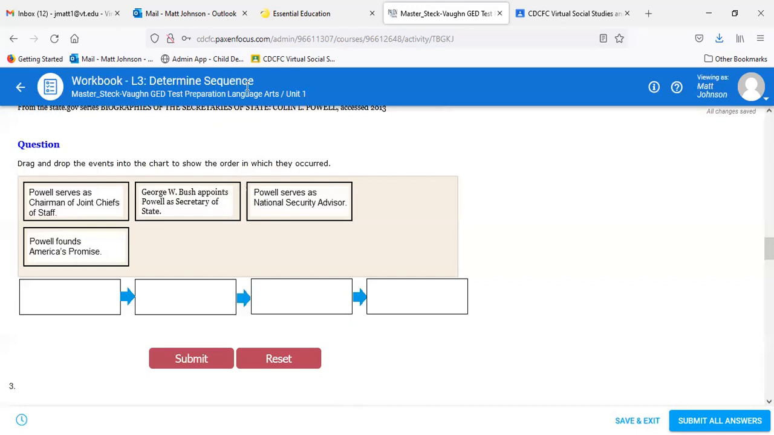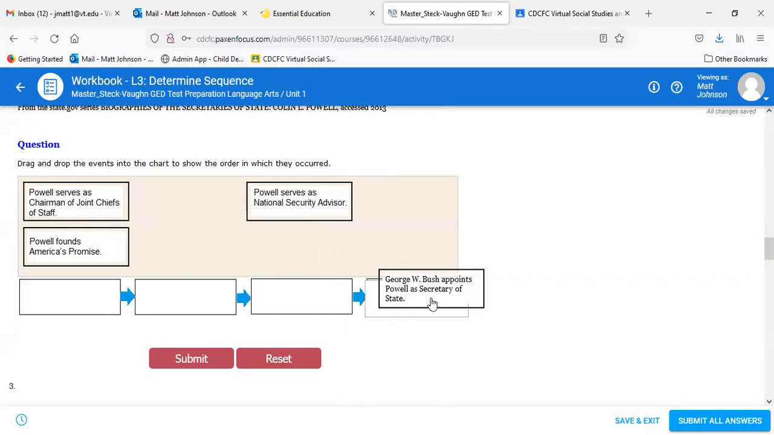I'm sorry. Yeah, I want to mention here too, if you feel confident about something that happens last, you can go ahead and put it there, right? And it'll be a placeholder. You don't have to worry about it. Then you have less to look at elsewise. So I'm going to go ahead and put that. George W. Bush appoints Powell as Secretary of State. So that's our last one.